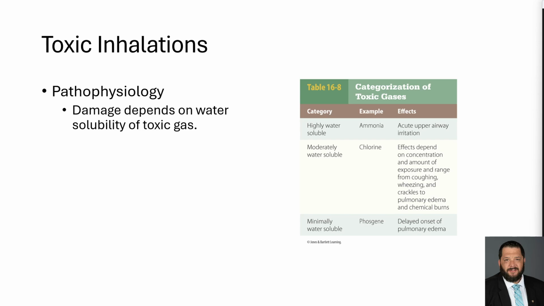So things like ammonia, which is a highly water soluble chemical, will cause acute airway irritation, and you'll see upper airway presentations for those patients, while gases like chlorine that are only moderately water soluble will tend to settle down into the lower portions of the airways of the lungs. So you'll hear sounds like wheezing or crackling, rales and rhonchi as lung sounds, or those wet lung sounds deeper into the lungs.